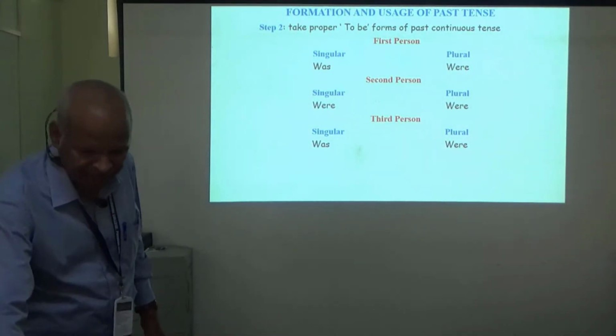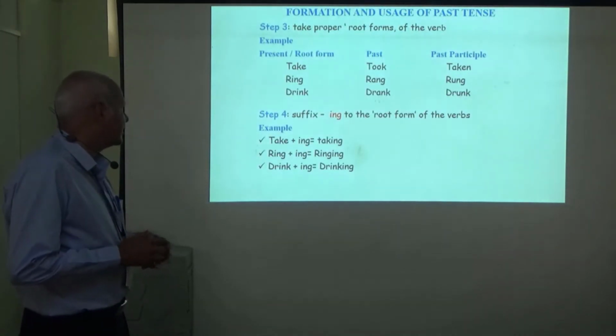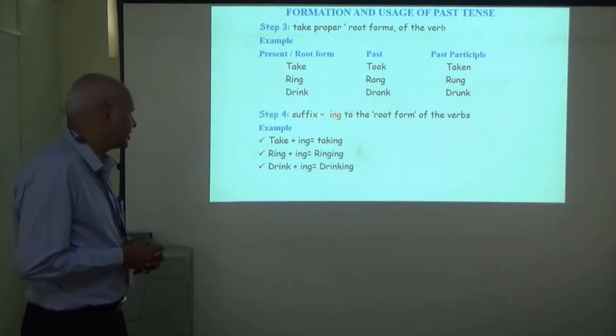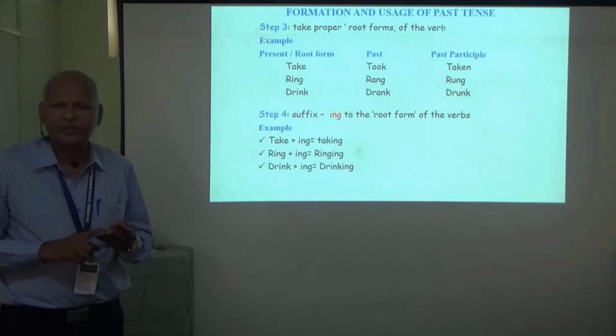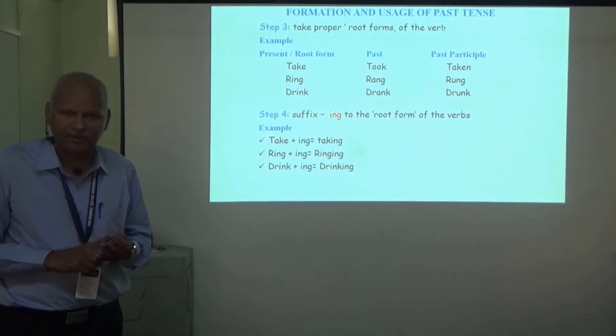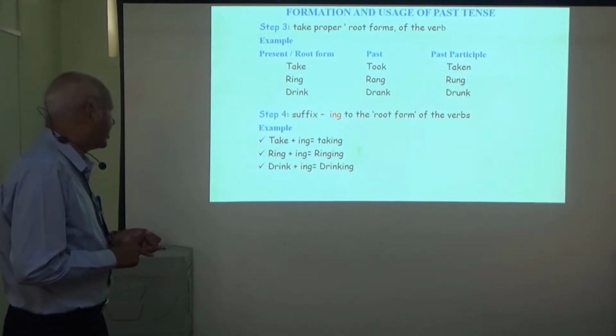So third step, take proper root forms of the verb. As we have already been discussing about the root form, here in the third step we have to take a root form. First we have to take a personal pronoun. Second we have to take to be forms of past continuous tense. Third we have to take root form of the verbs.